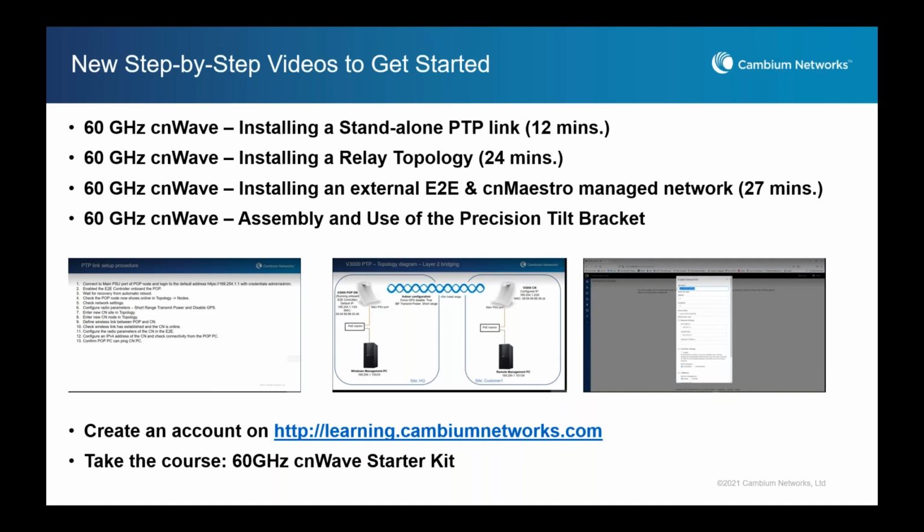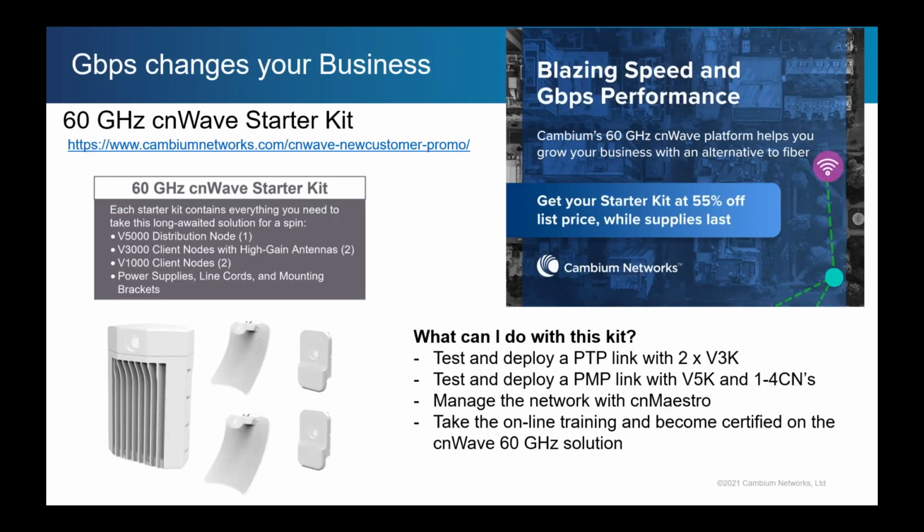So you really have lots of different approaches to how you would learn how to use this and get going quick. And to that end, we are offering a cnWave starter kit. This is available through the end of the year, and it includes a V5000, 2 V3000s, 2 V1000s. So you get a nice set of radios in a kit, and you can build this up in your lab. You can take it out to the field and play with it, get your feet wet with 60 gigahertz. And if you watch those videos I showed you on the previous screen, you'll be on your way with this new technology.